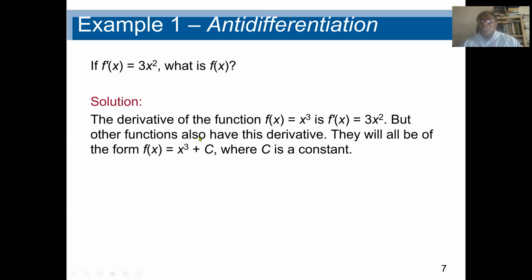So we say that the derivative of the function f at x is x cubed. So the derivative of f at x will be 3x squared. And the 3x squared is what they give to us, so we need to look for the x cubed. As we said earlier, x cubed plus any constant value will give me 3x squared. So the conclusion of the answer will be x cubed plus c, where c is any constant value.